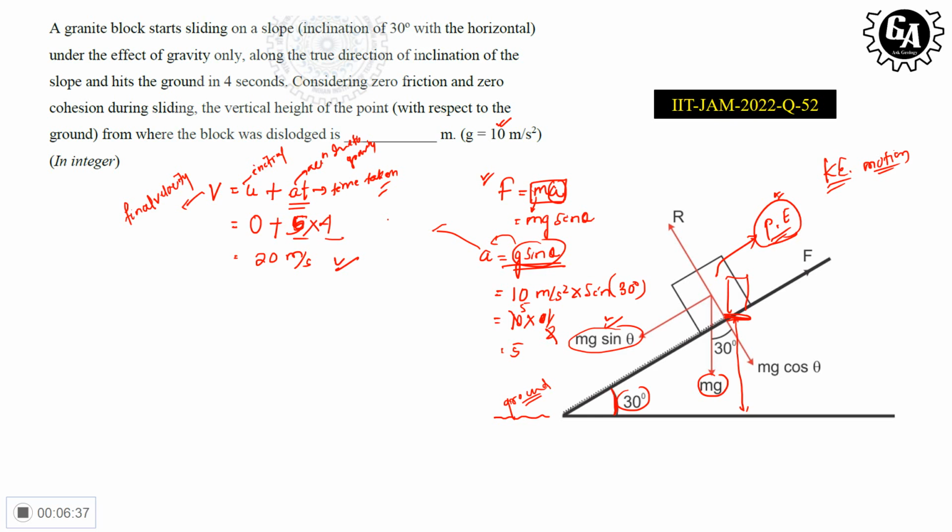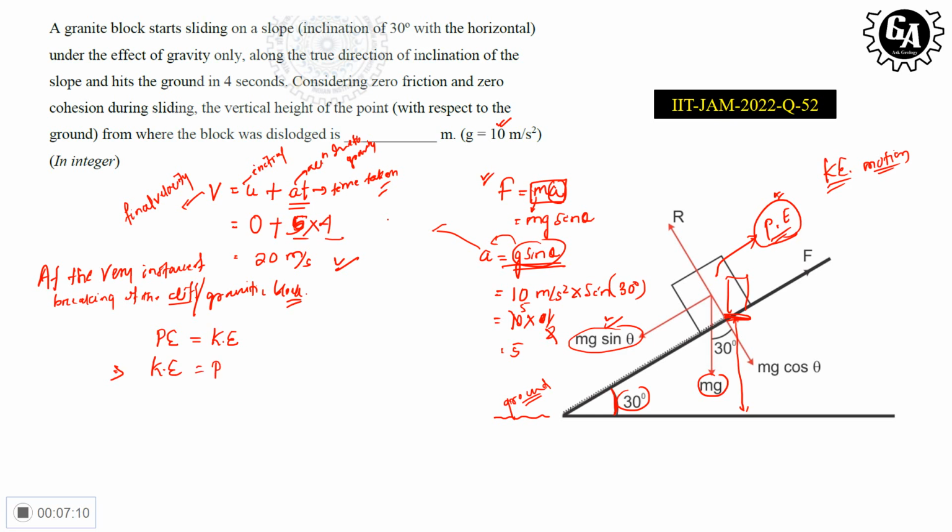So ये जो point हम निकालेंगे at the very instance of sliding or breaking from the cliff, breaking of the cliff or the breaking of this granitic block. Okay, granitic block. तो उस टाइम में क्या होगा? The potential energy acquired will be equal to your kinetic energy. Okay, so or simply kinetic energy is equal to your potential energy.